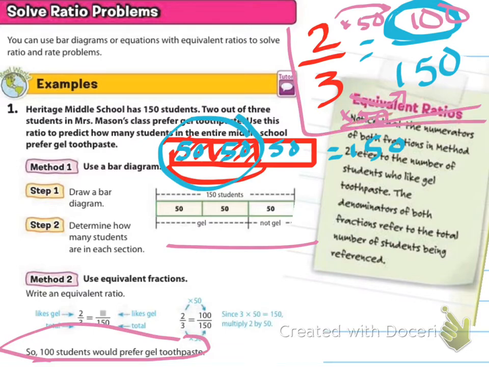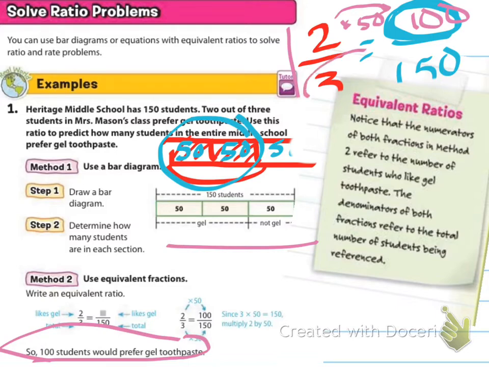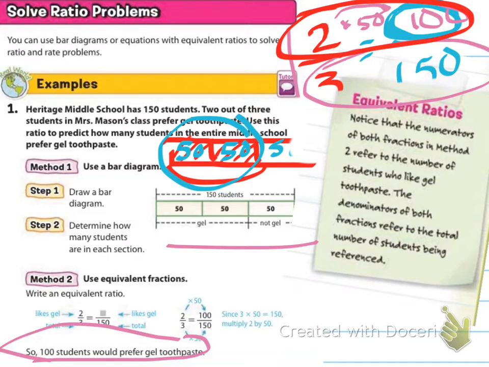Now they give us a little note here, and it says equivalent ratios. Notice that the numerators of both fractions in method 2 refer to the number of students who like gel toothpaste, and the denominators of both fractions refer to the total number of students being referenced. So they're saying that, notice that the bottom reference the same thing, the total amount of kids, and the top reference just the kids that like the gel toothpaste.